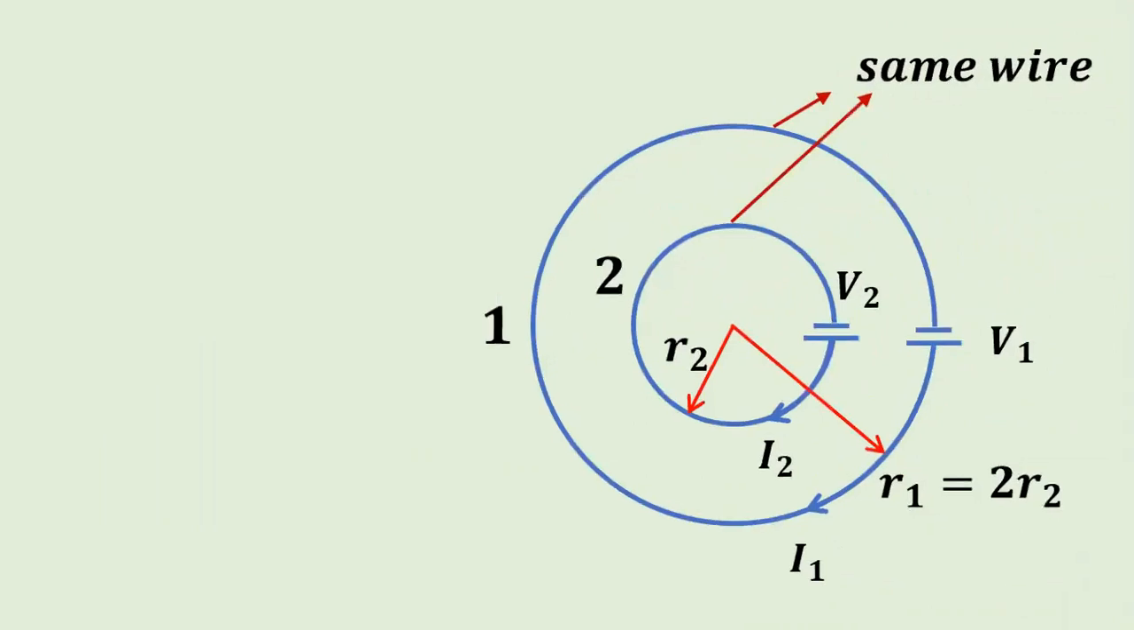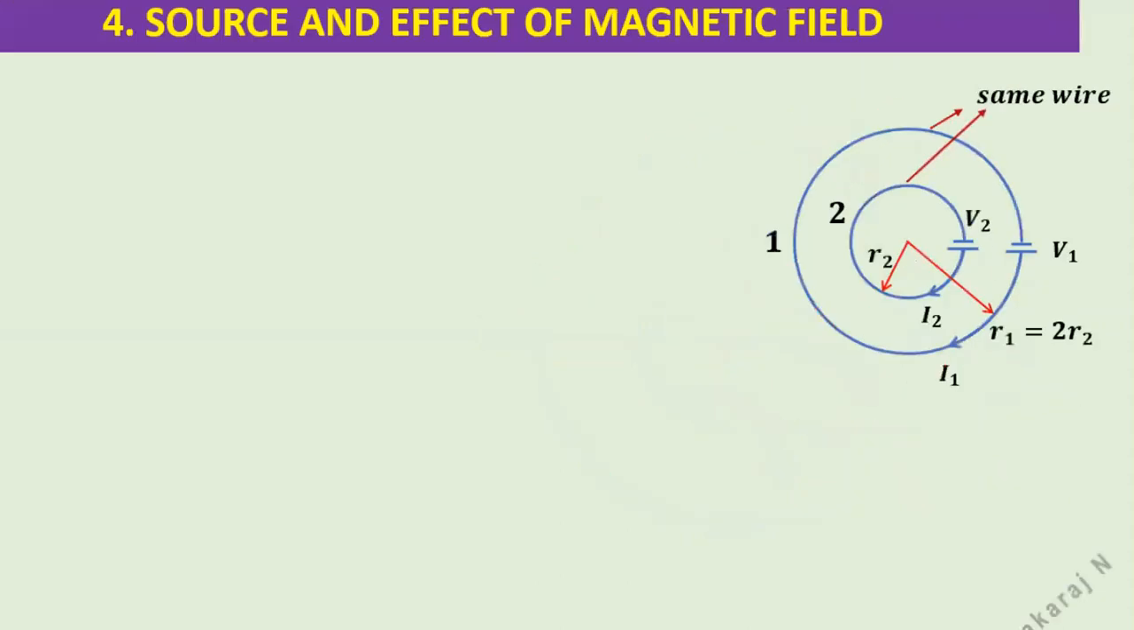Two concentric circular wires made of the same material are given here. The radius of the larger circle is 2 times the radius of the smaller circle. The current in each circle is I1 and I2, and there is a potential difference maintained for the flow of current. In the first wire it is V1 and in the second wire it is V2. Right. Let us read the question now.